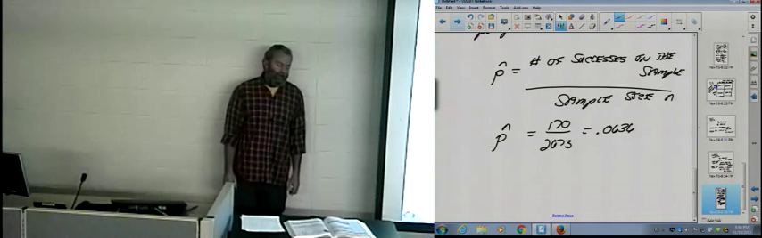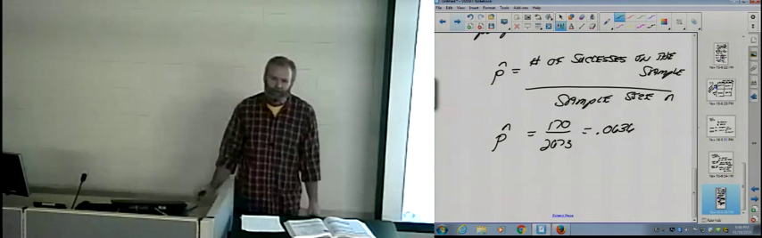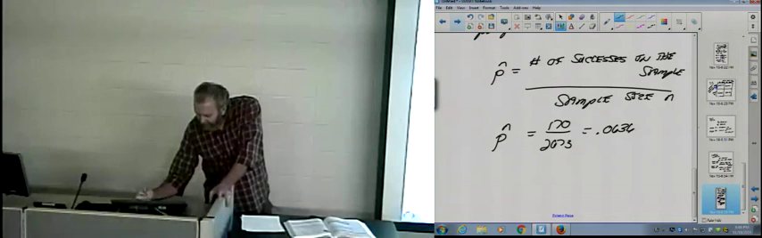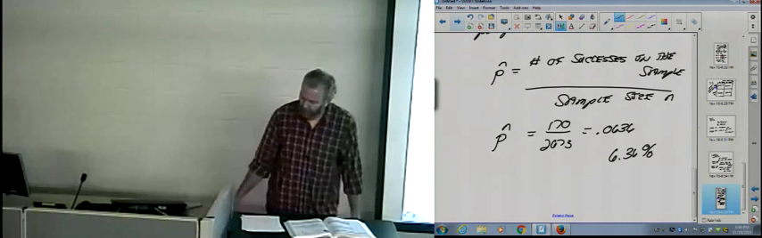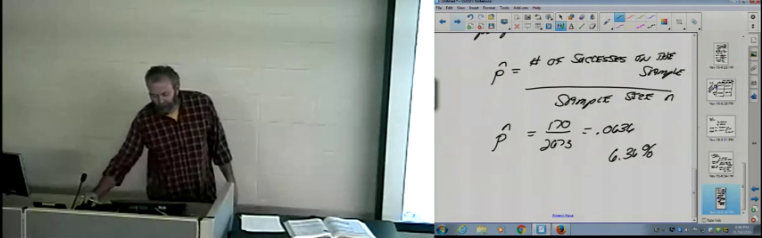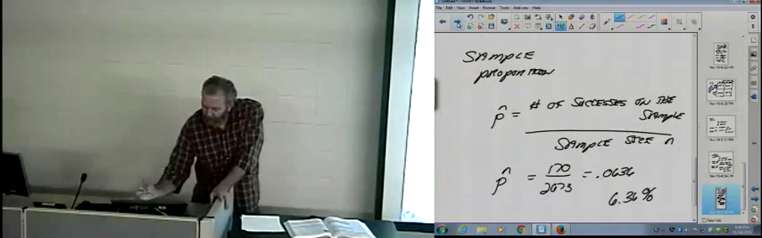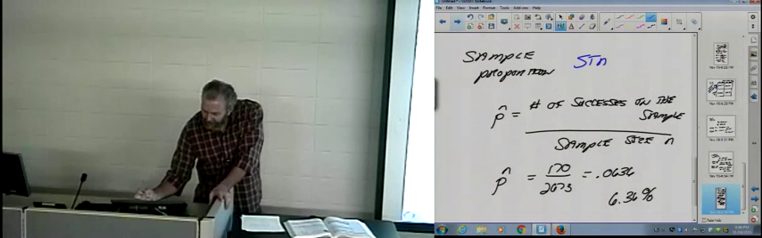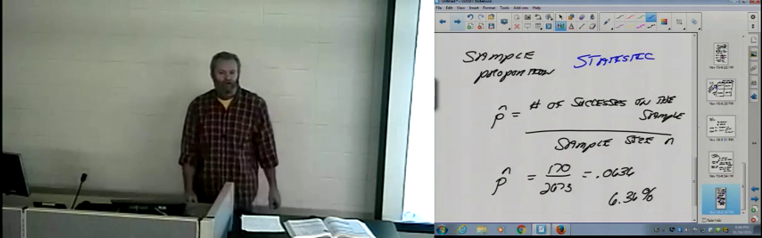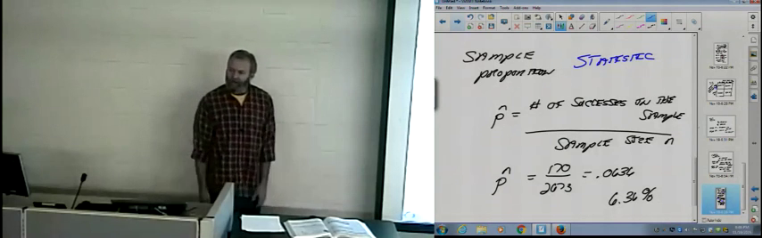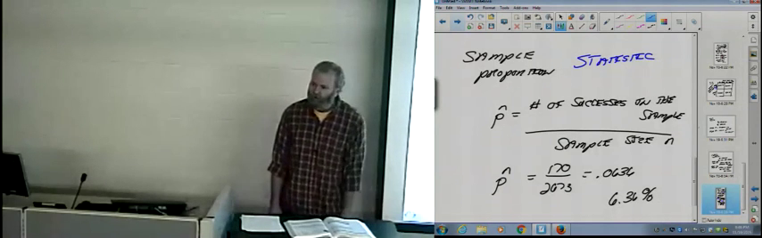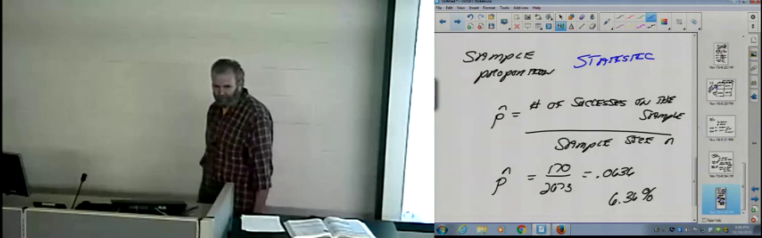Nobody wants to read the proportion as 0.0636. We move the decimal place and we get 6.36% of your sample had more than one partner in the past year. Now, here, this is always our statistic. Your sample proportion, the proportion of successes in your sample, where you take the number of successes in your sample divided by your sample size to calculate that sample proportion, that is your statistic.